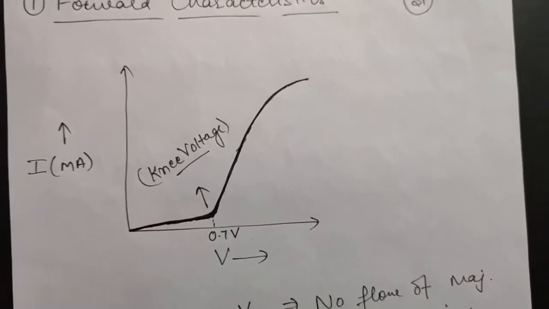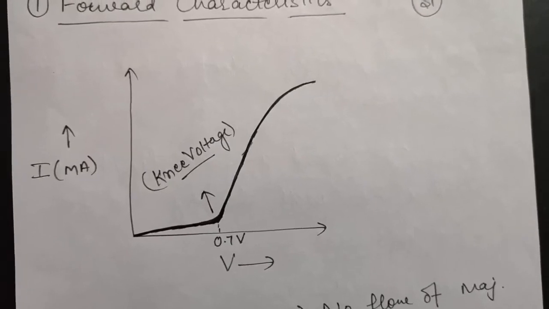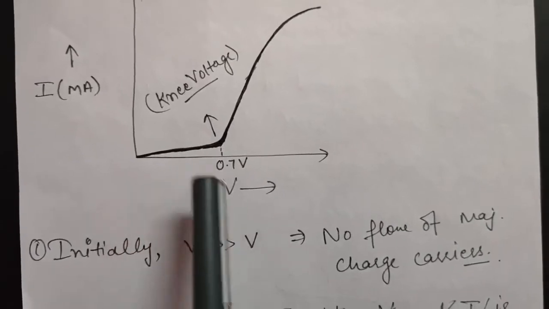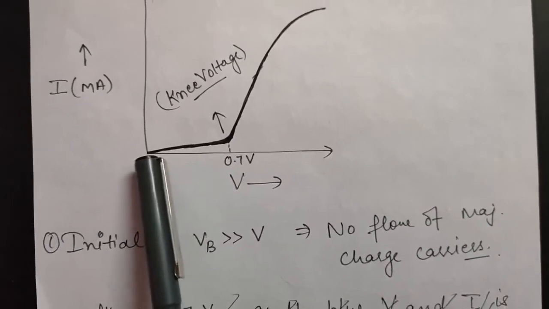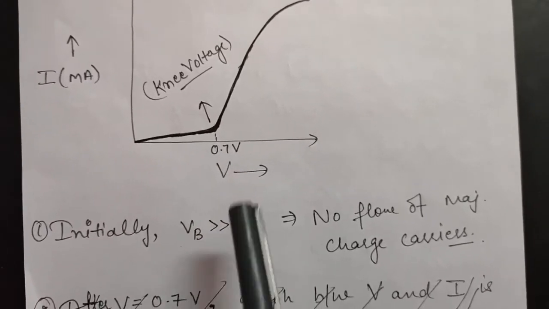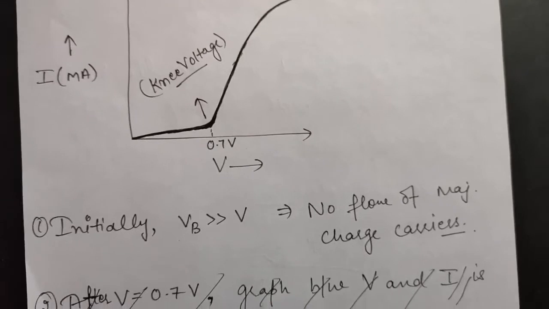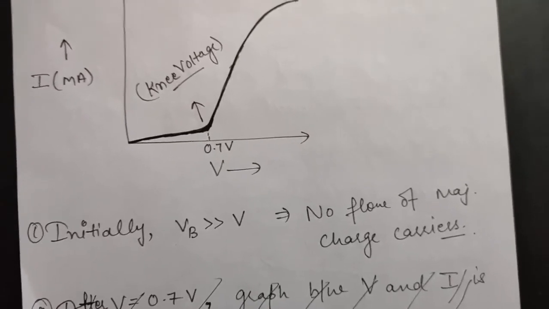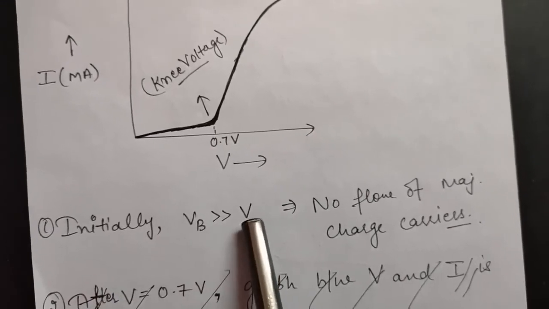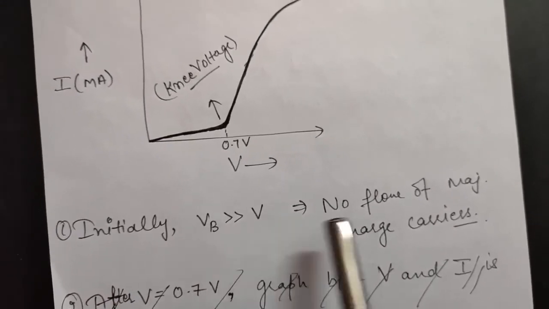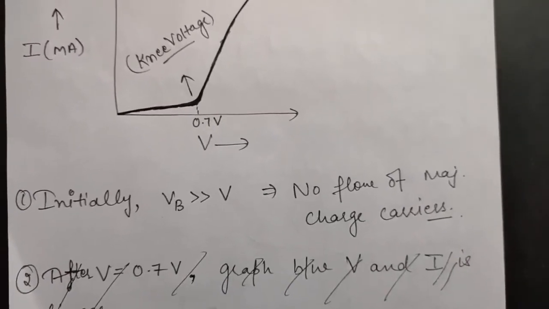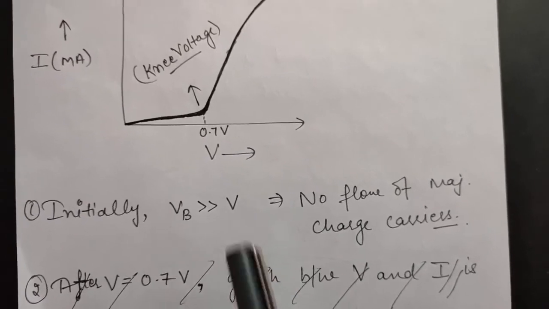Now let us look at the various reasons for this graph, okay? So the first point says, see here this V is very small. That means in this region this V, that is the external source, will be very small as compared to the potential barrier of your PN junction, that is VB. So initially, because VB is much greater than V, there will be no flow of majority charge carriers, because as I told you, in forward biasing, due to this applied voltage majority charge carriers were flowing.